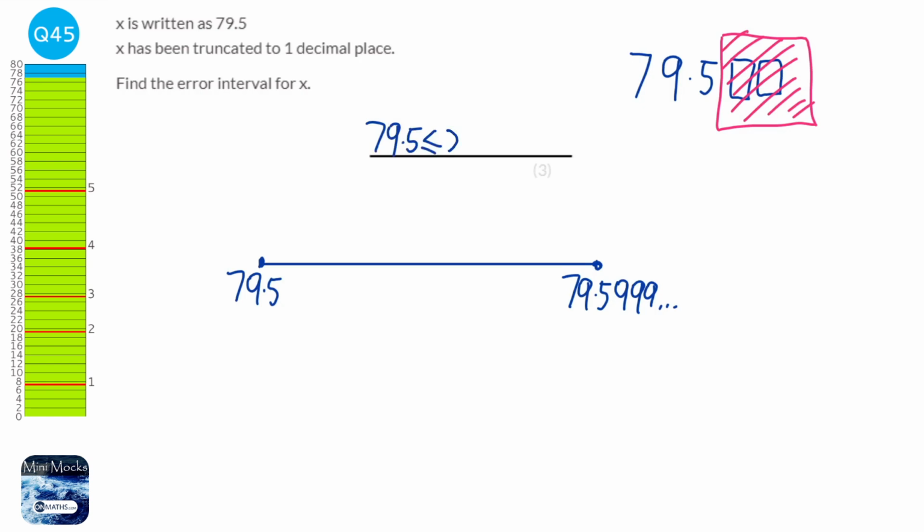And we'll call this x. But we're looking at any number that is less than 79.6. So any number that's less than 79.6. If it was 79.6, then when we cut it off, it would show as 79.6.